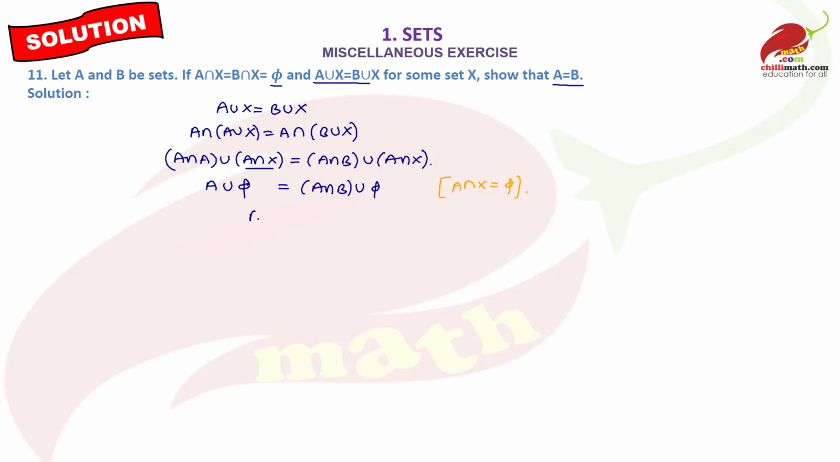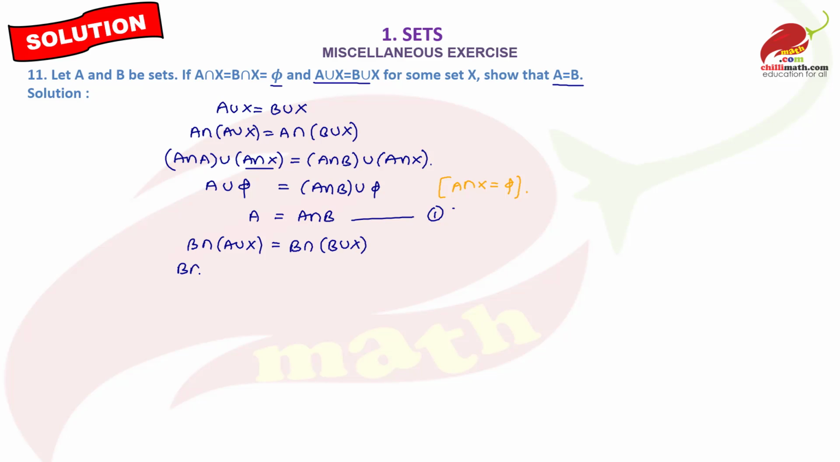A union phi is A, and A intersection B union phi is A intersection B. Let us mark this equation number 1. Now as we took intersection with A, let us take intersection with B. B intersection A union X is equal to B intersection B union X.